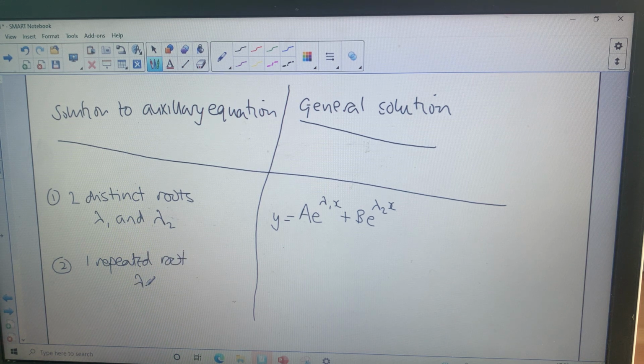And that would be called lambda. And the general solution that you would learn that goes with this is (A plus Bx) e to the lambda x.